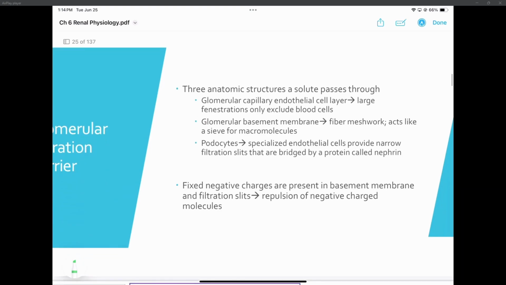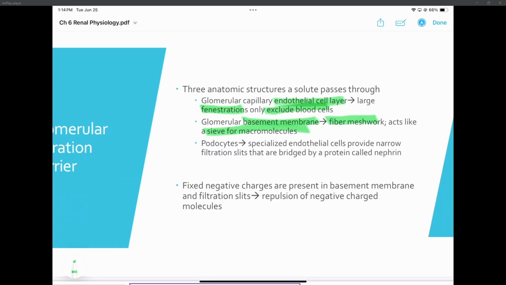So there are three layers that a solute has to go through. Just like the layers of diffusion in the lungs, there are layers of diffusion in the kidneys as well. We have the glomerular capillary endothelial cell layer. This is on the capillary end. It has large fenestrations, and it only excludes blood cells. Then we have the glomerular basement membrane. There's a fiber meshwork that acts like a sieve for macromolecules. If you have a strainer, only certain sizes can get through it. That's what this basement membrane is like.